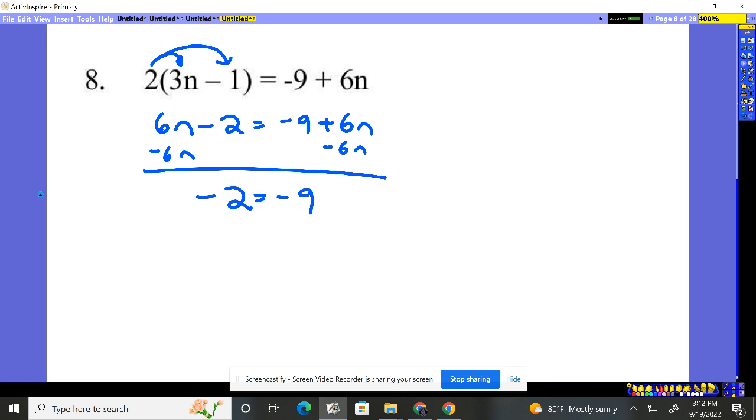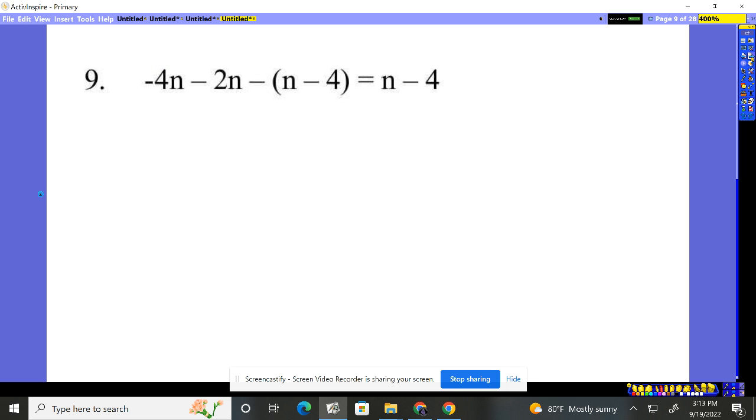How often is that true? How often does negative 2 equal negative 9? When the variables disappeared, I noticed it was a special case where either everybody works or nobody works. In this case, this is a false statement, which will never happen. That means there's no solution. If it's a false statement you end up with when all the variables disappear, that means nobody works. If it's a true statement like 3 equals 3, then everybody works, all real numbers.